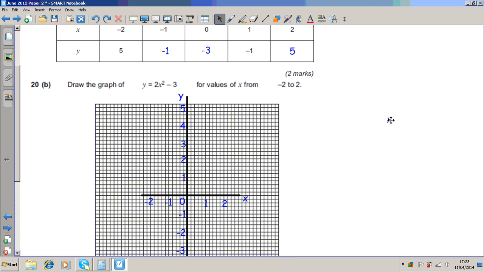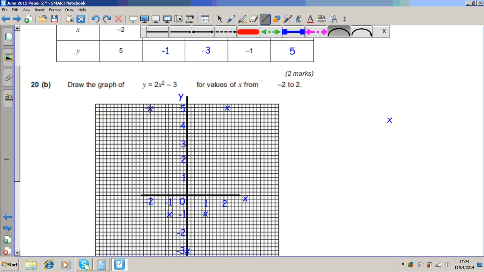So 2 goes against 5, 1 along and 1 down, 0 along and 3 down, minus 1 along and 1 down, and finally minus 2 along and 5 up. It's going to be there.